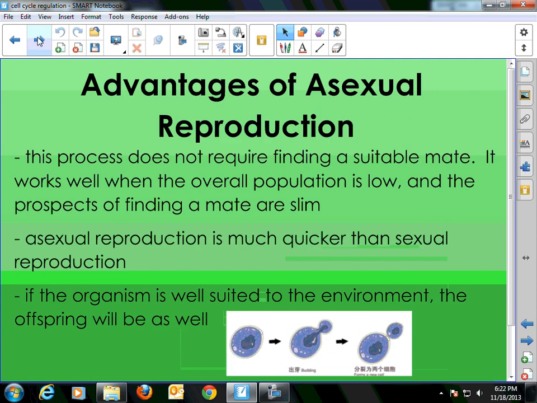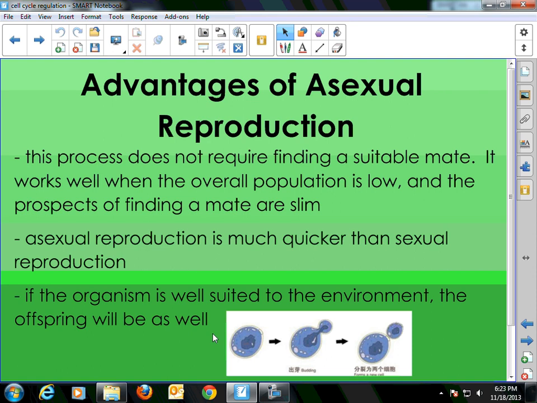What are some advantages of that? Well, first of all, it does not require an individual to find a mate to reproduce. If the population is low, it's hard to find a husband or a wife, and so they don't have to. They can simply reproduce all on their own. And instead of a husband and a wife, or a male and a female, producing 10 offspring, each individual can produce 10 offspring. It's more efficient, it's quicker, it does not require the mating process, and so it is much more efficient of a reproduction than sexual reproduction.